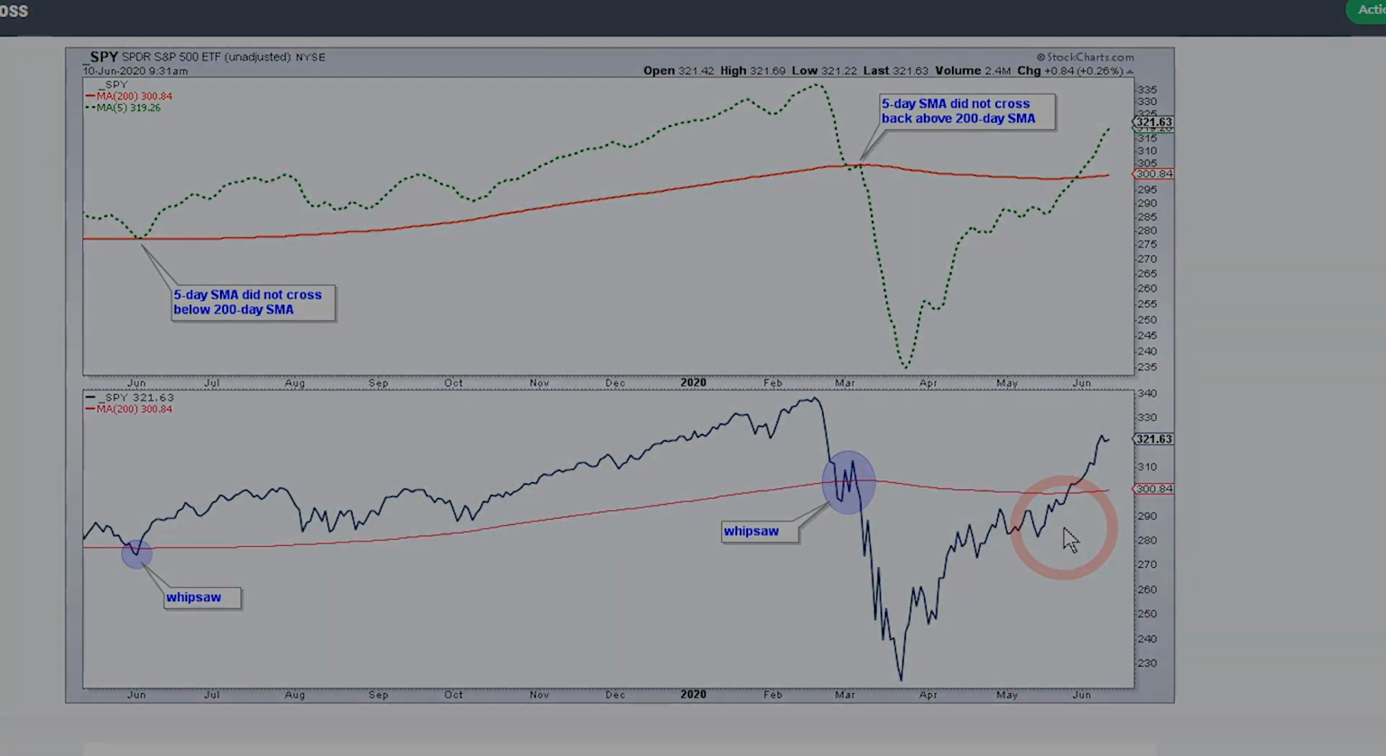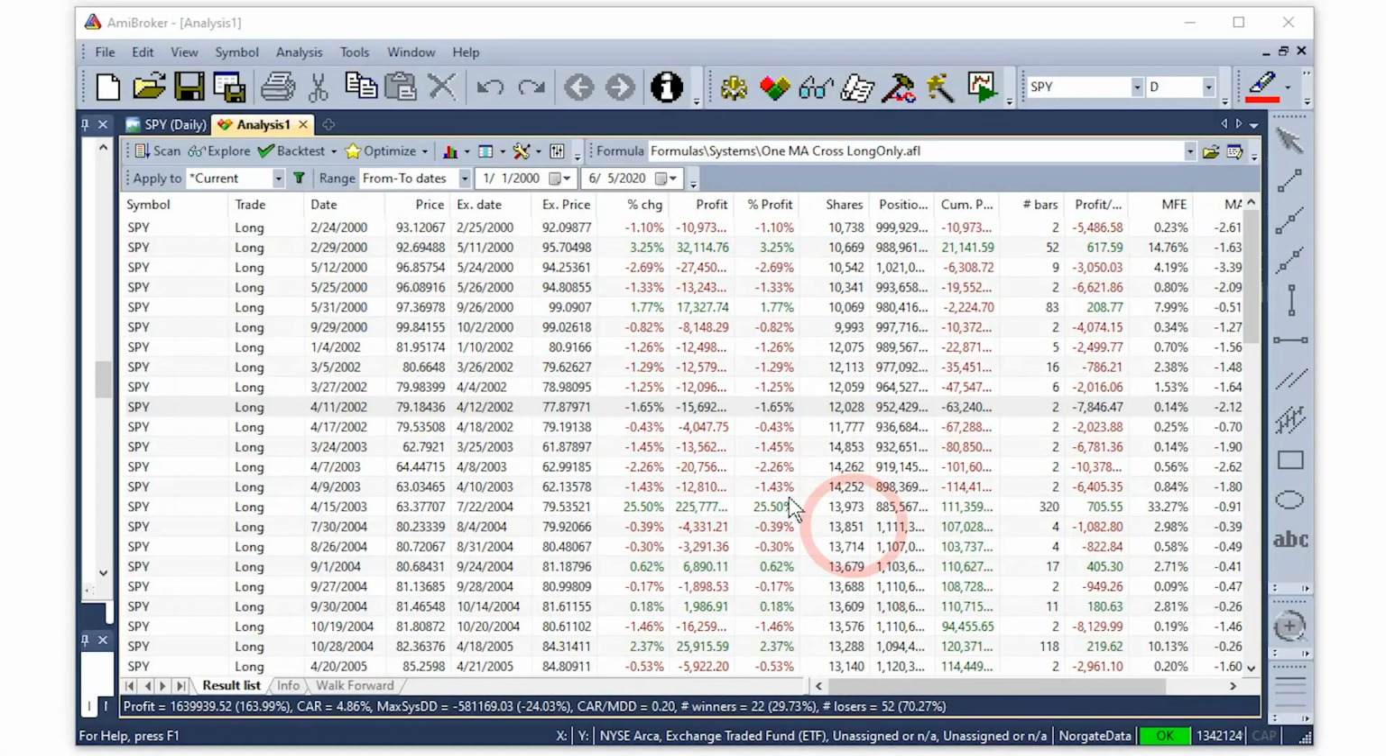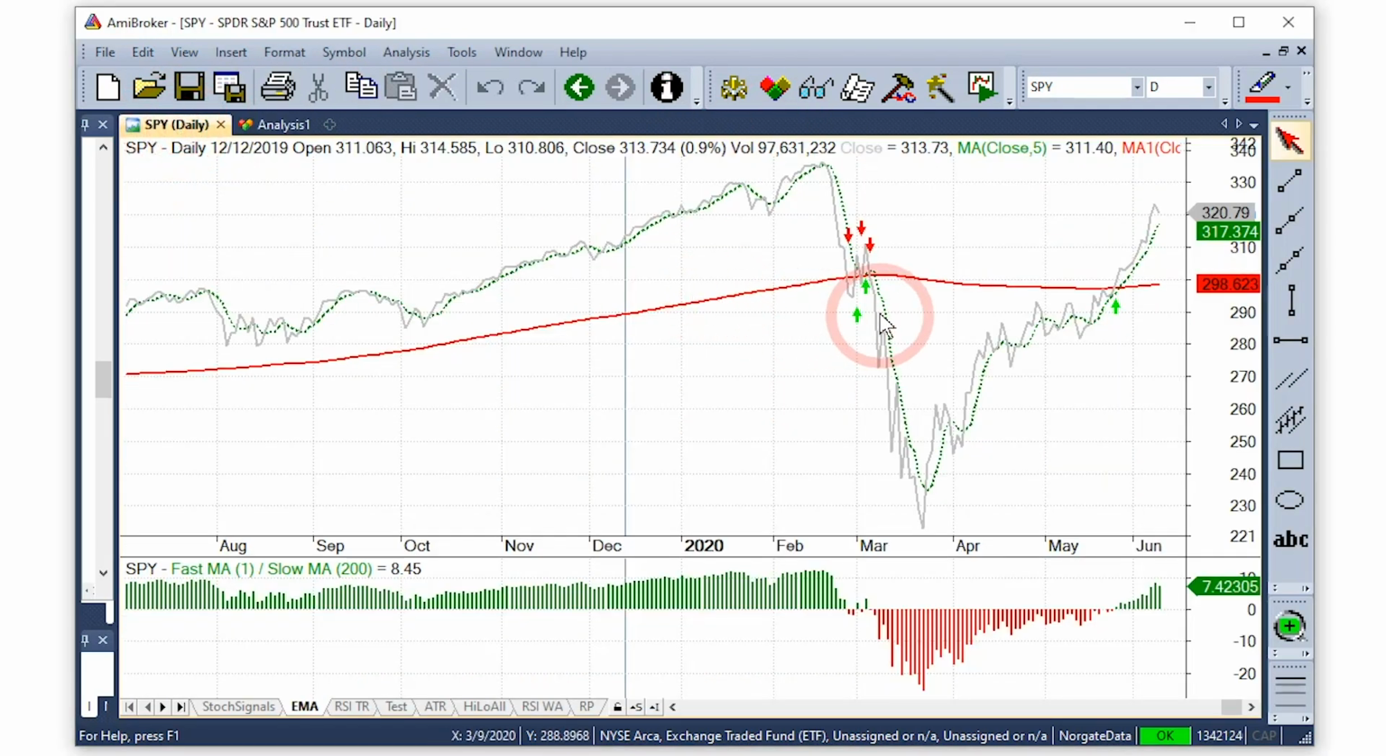Now let's put these to the test. So now I'm going to jump over to EMA Broker, and I've got SPY, dividends included, and I ran a backtest where you buy on a cross above the 200-day, you sell on a cross below the 200-day SMA, and there we can see down below the compound annual return comes in at 4.86%, and you had a maximum drawdown of 24%, 22 winners, and 52 losers. So you only had a 30% win rate. And if we look at that on the price chart, I've shown the signals here.